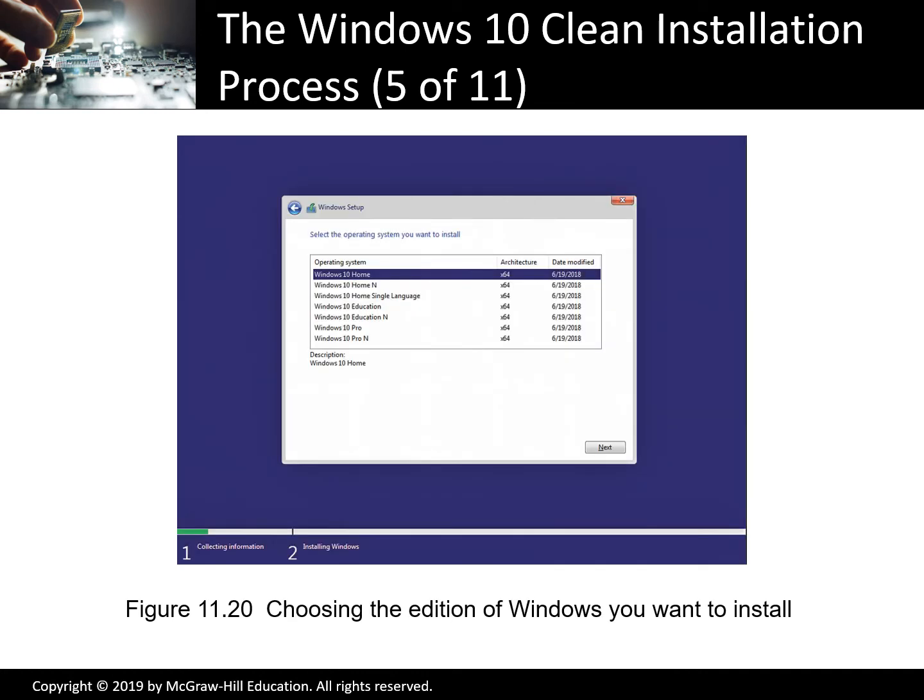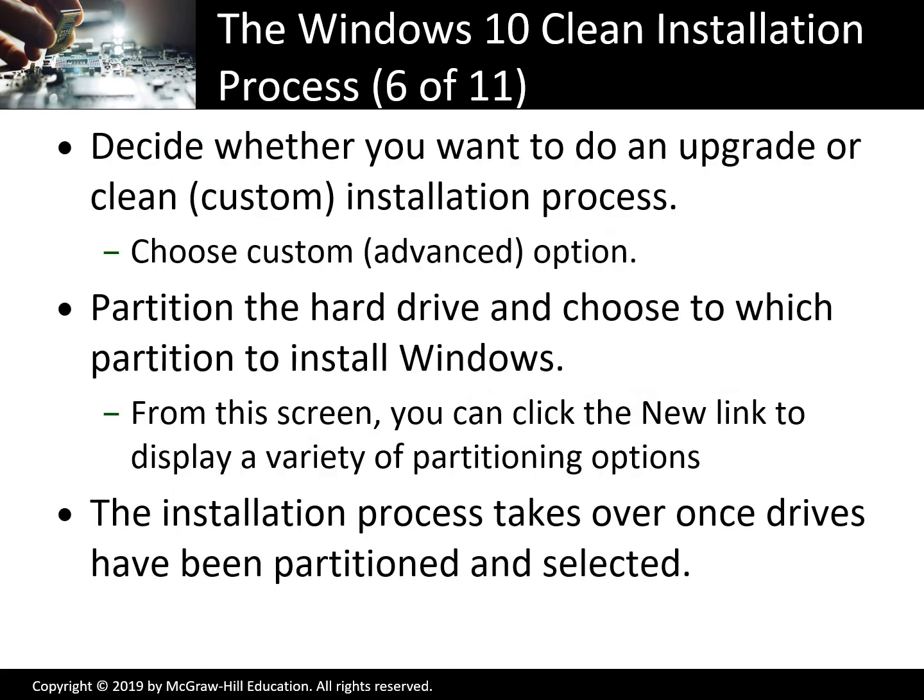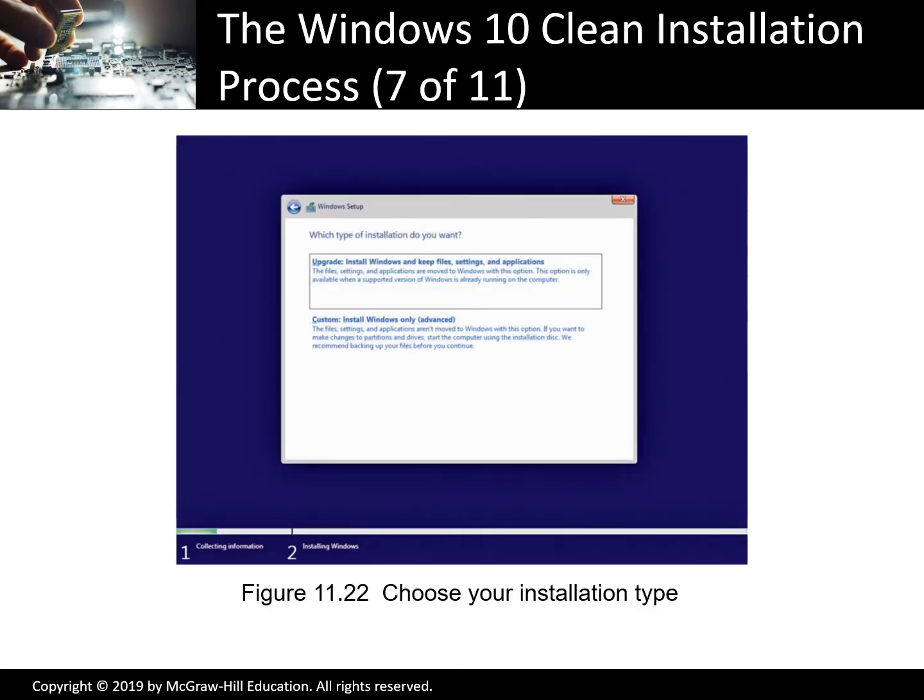Now with Windows 10, a lot of times you can pick your version. Professionally, the Pro or Pro N's pretty good. Then, do you want to do a custom or an upgrade? I like doing the custom, just a clean install. You can partition the hard drive and use what you want to or what you need to there. And let's see, the installation takes over the drives once it's been partitioned and selected. There we go. Here's your choice for custom, which is the clean or full install.